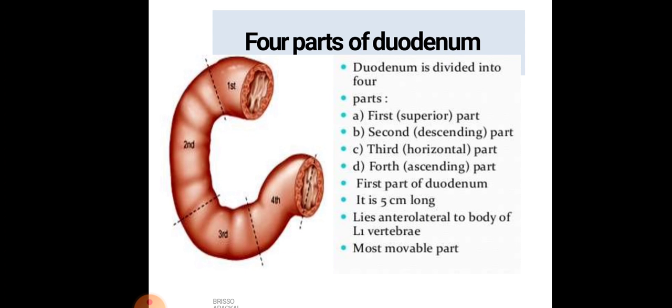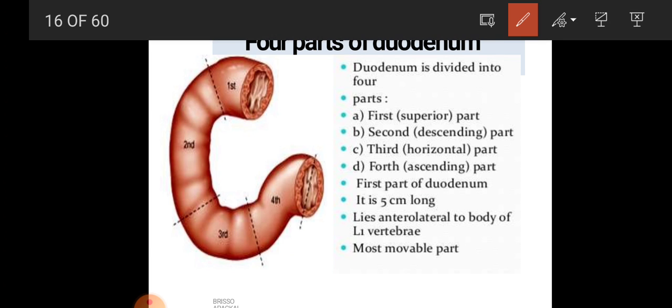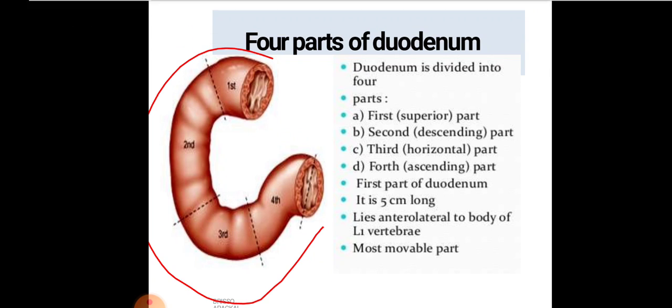Now there are four parts in the duodenum. First part is the superior, second is descending, third is horizontal and fourth is ascending part. So this resembles the shape of a capital C alphabet. First we consider the first part of the duodenum. First part of the duodenum is 5 centimeters long and it is lying anterolateral to the body of L1 vertebra, and it is the most movable part of the duodenum.